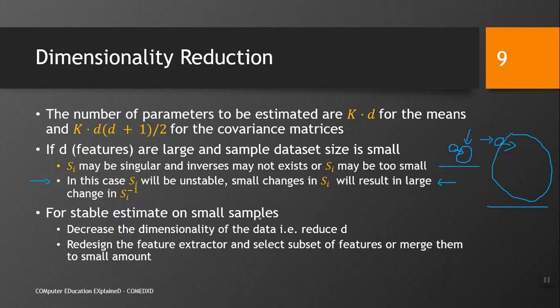For stable estimates on small samples, if we want to find a stable estimate on small samples, we decrease the dimensionality of the data. It means that we reduce d, and we redesign the feature extractor R and select a subset of features or merge them to a small amount. So the overall lesson of this slide is that if the number of features is large and the number of instances is small, our classifier would be unstable. To have a stable classifier, we need either to increase the sample size, the data set size, or to decrease the number of features.